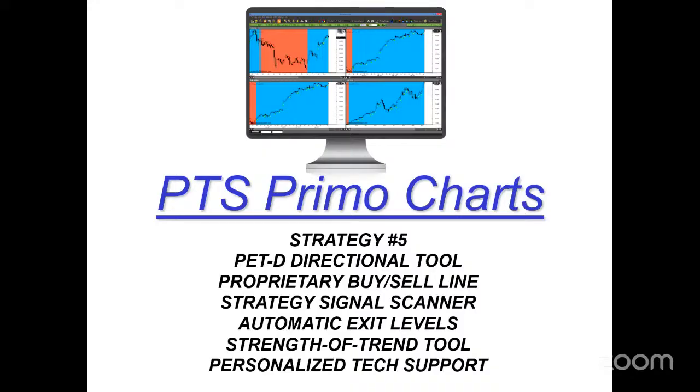You can scan for the candlestick combo signals on a nightly basis. Automatic exit levels. With one click, you'll find out where different exit levels are for you. Automatic entry levels as well. And a strength of trend tool. So you'll be able to see if a trend has a lot more steam left in it or if it's running out of gas, okay?